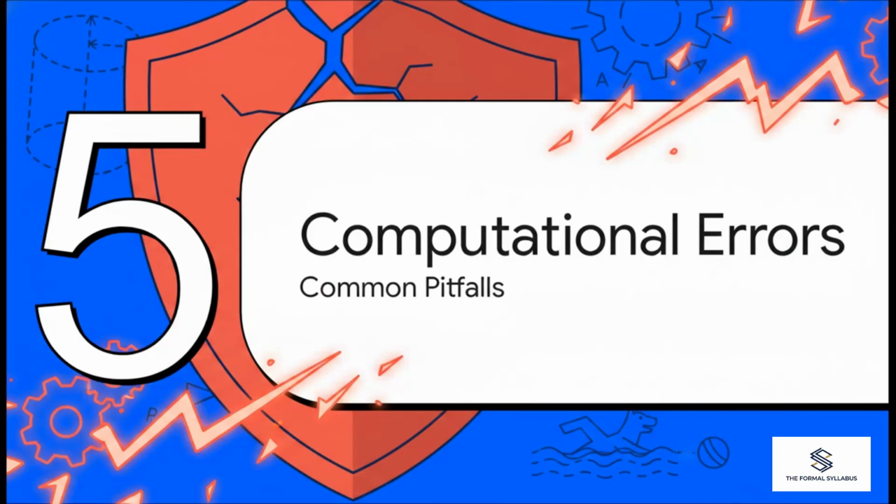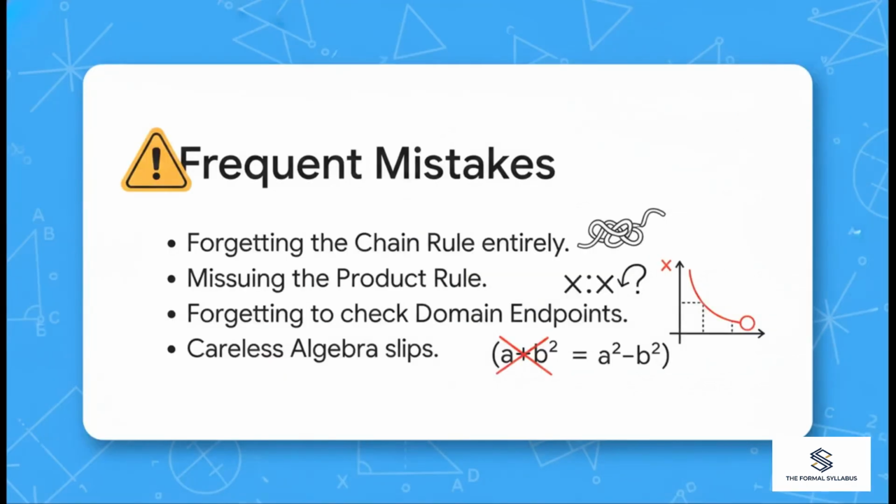Moving on to Section 5, Frequent Computational Errors. Beyond forgetting to check those sneaky endpoints, what else goes wrong when the pressure of an exam really hits? Well, let's arm you against the most frequent point-losing traps. First, forgetting the chain rule entirely. If you're optimizing a function with a square root or something raised to a power, and the inside isn't just a plain x, you absolutely must multiply by the derivative of the inside.